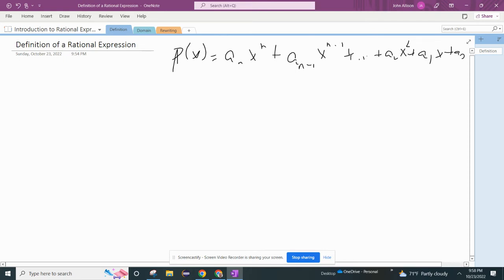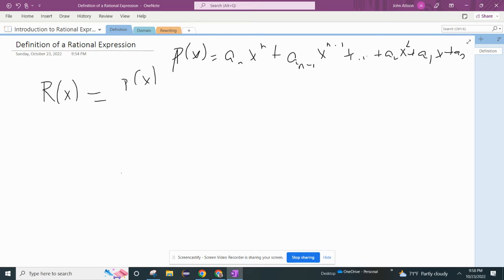Well, a rational expression is one that can be written as r of x, where this is a quotient of two polynomials. There'll be some expression like this, p of x divided by another expression like that, q of x. Any algebraic expression that can be written like this is an example of a rational expression.